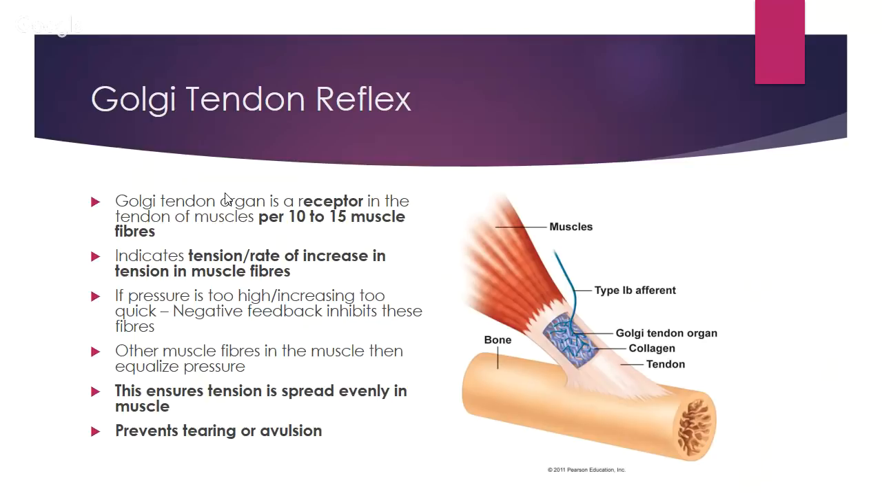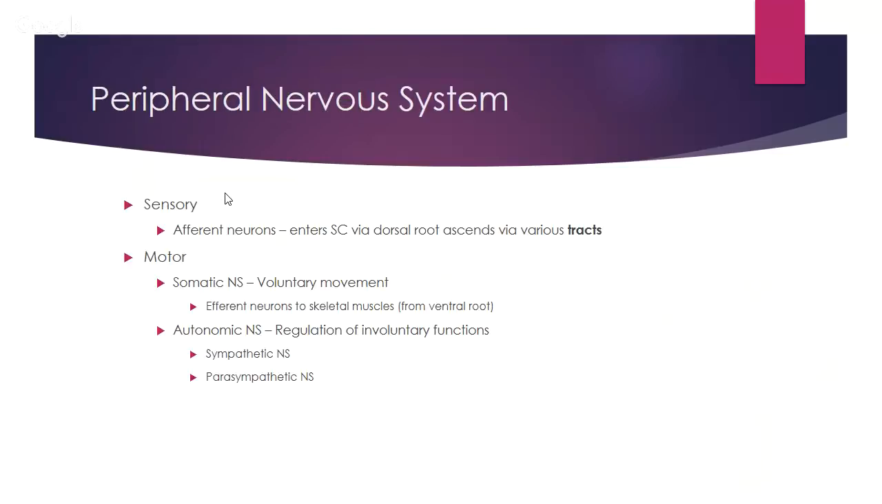So what happens is it notices how much stretch and the rate of stretch there is in some of your motor units. And if it's too much, then it inhibits the amount of stretch in those ones and increases the amount of stretch in other motor units in the rest of your muscle. And that ensures that force is kind of spread out evenly and it stops you from tearing your muscles and avulsion, which is when the muscle kind of rips off the bone.